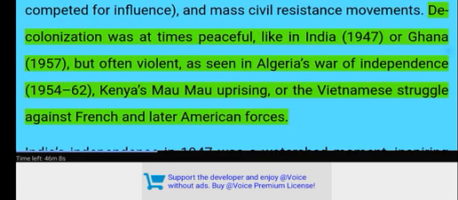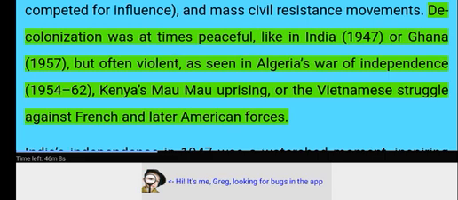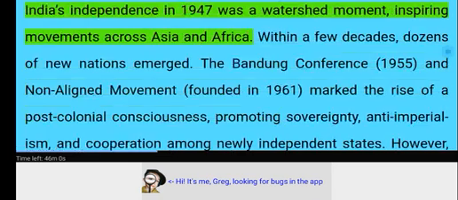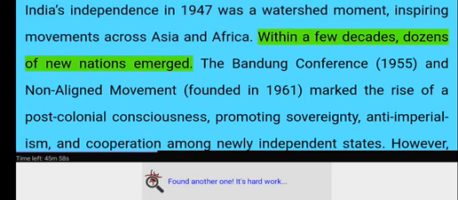Decolonization was at times peaceful, like in India in 1947 or Ghana in 1957, but often violent, as seen in Algeria's War of Independence 1954-62, Kenya's Mau Mau uprising, or the Vietnamese struggle against French and later American forces. India's independence in 1947 was a watershed moment, inspiring movements across Asia and Africa. Within a few decades, dozens of new nations emerged.